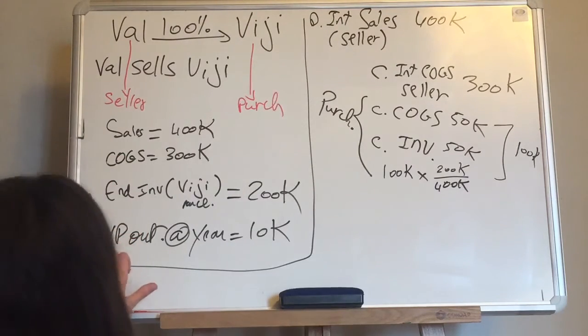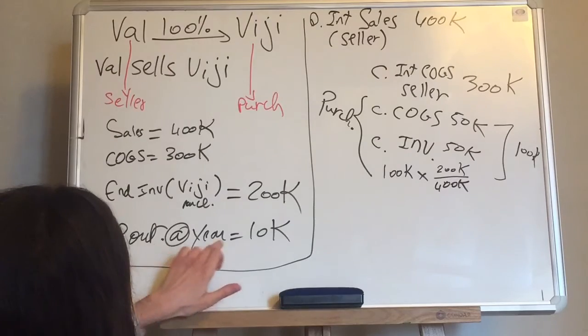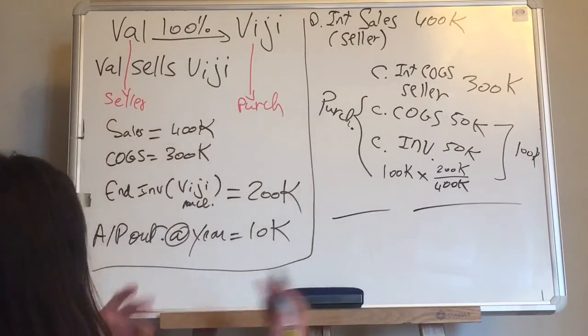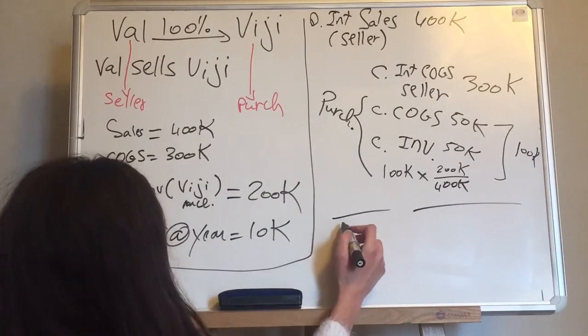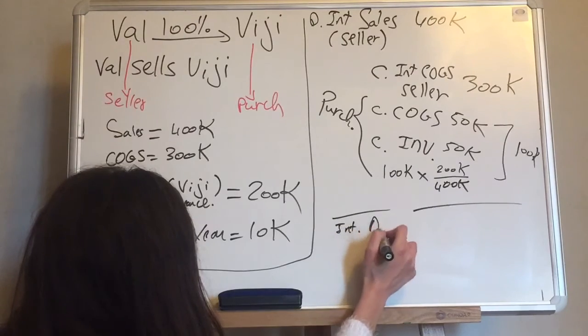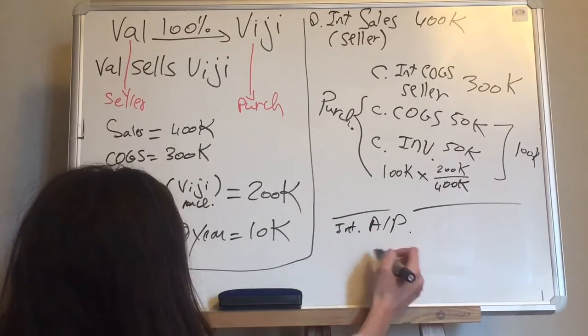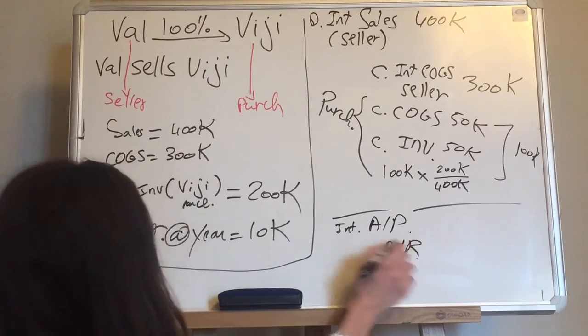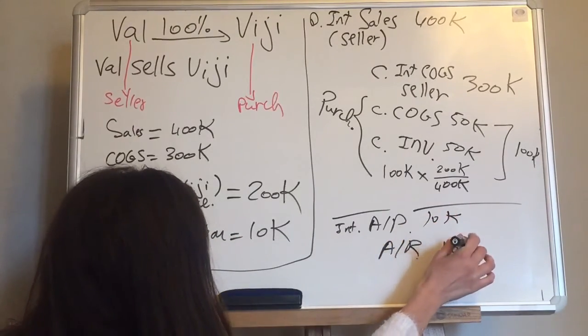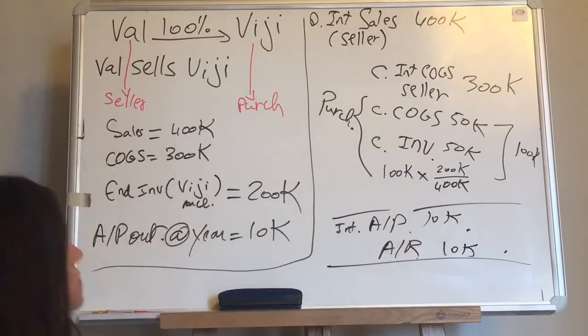We did not finish. They also told us that the accounts payable outstanding at year end is 10K. How do you make the journal entry? You debit the intercompany payables, so accounts payable, and you credit the intercompany accounts receivable for this outstanding amount, which is 10K. This is how you eliminate it.